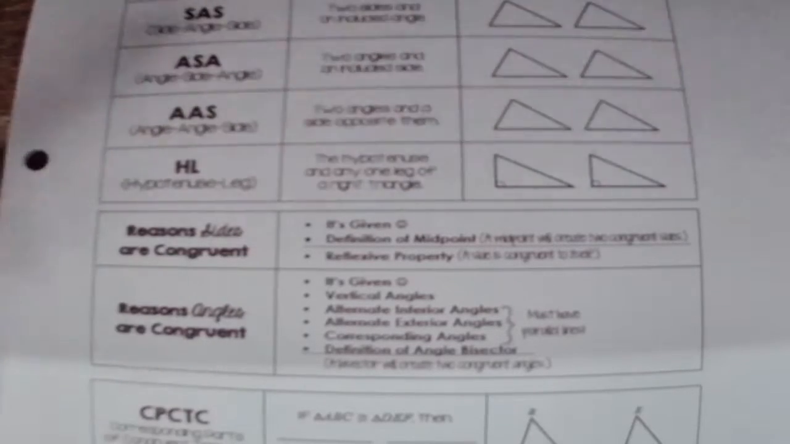So, reasons sides are congruent. I won't go over the angles quite yet, but since we are doing side, side, side, we're going to need to know some things about the sides. One can be it's given to you. Every proof always starts with a given. So if they tell you something is congruent, then you know that.